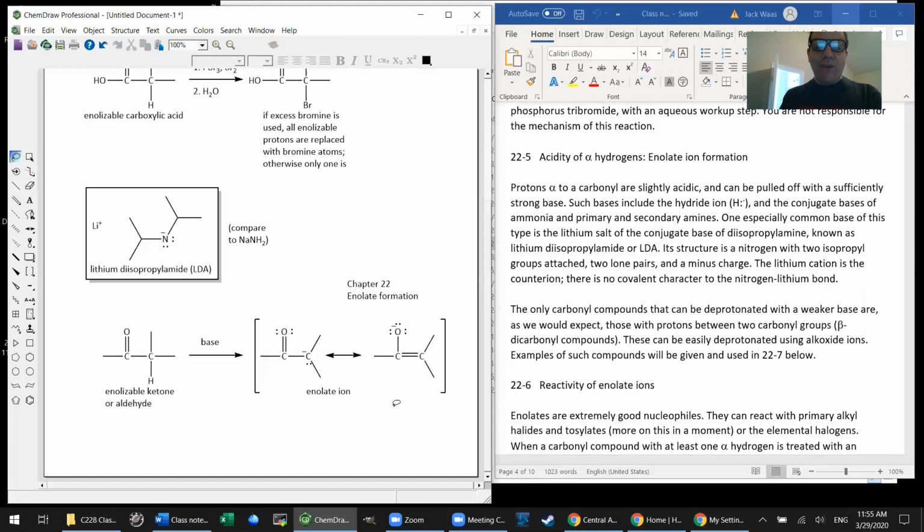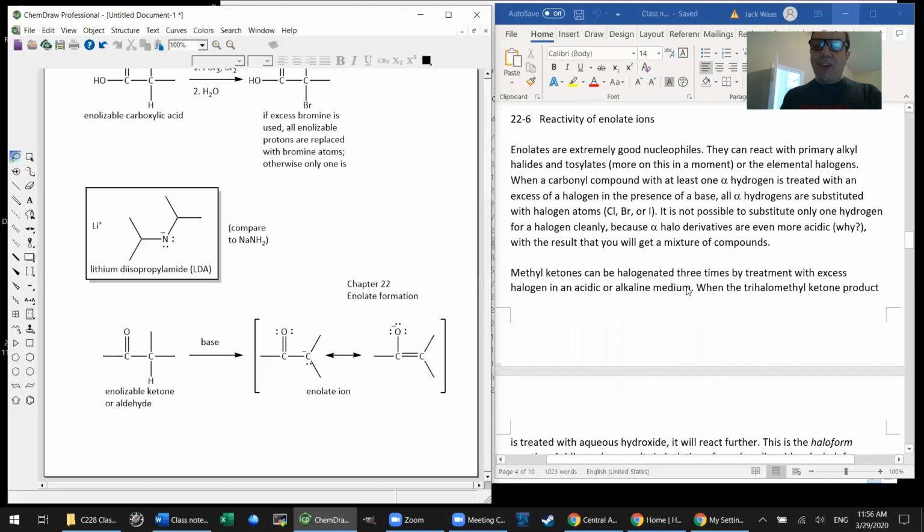Then once you get your enolate ion, of course, there's a variety of reactions that you can do with enolates. They'll react with a range of electrophiles, most of which we'll talk about in the next video. But I wanted to make sure that we understood how to make enolate ions. And enolate ions are even better nucleophiles than enols. And we'll cover alkylation the next time.